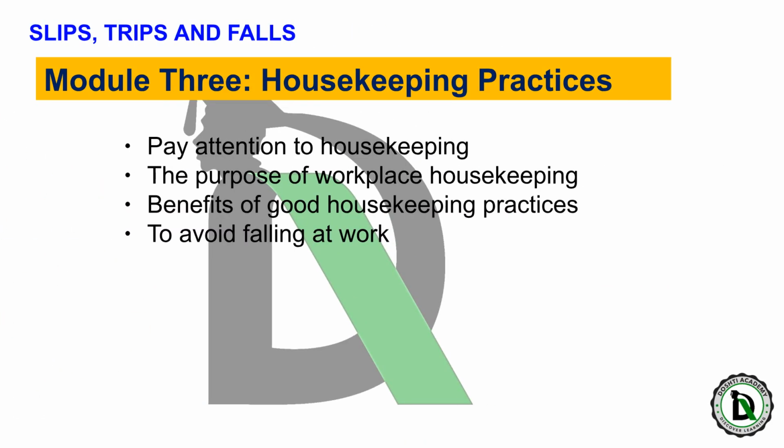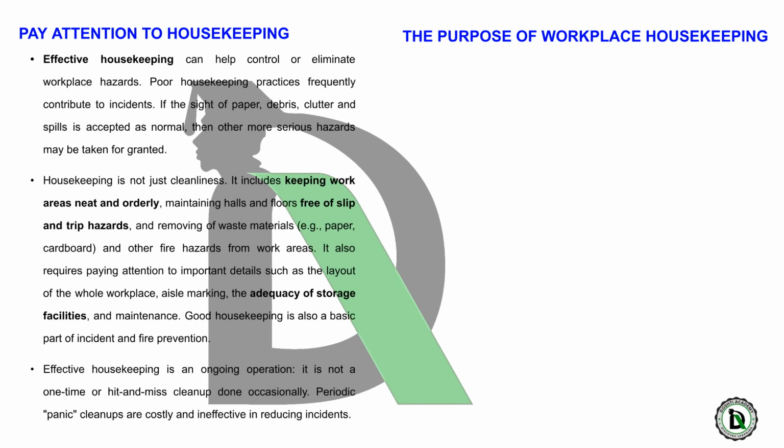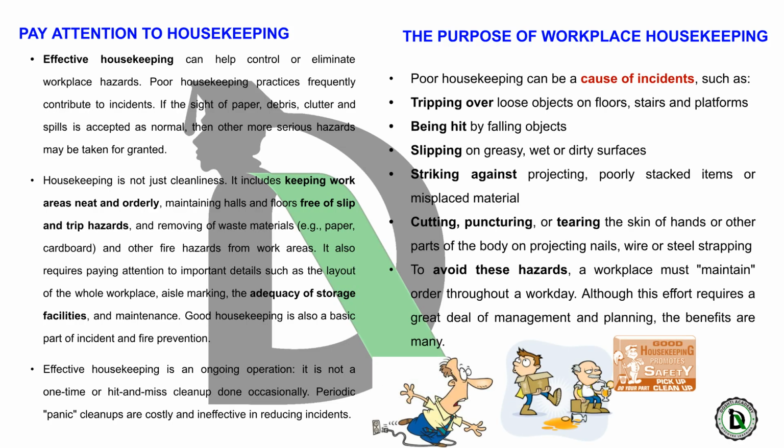Module 3 covers good housekeeping practices. This section emphasizes the importance of housekeeping, its purpose in the workplace, the benefits of good practices, and how they help avoid falls at work. Hazards. Poor housekeeping often leads to incidents. Housekeeping is more than cleanliness. It involves keeping work areas neat, maintaining clear halls and floors, managing waste, and ensuring adequate storage and lighting. It's an ongoing operation for incident and fire prevention.